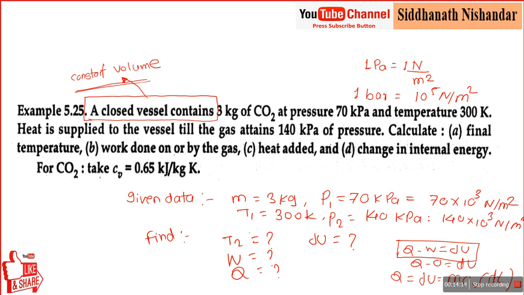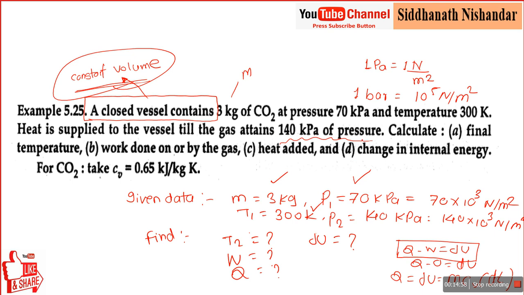This numerical we also discussed while studying the isochoric process. A number of students solved this numerical; I will just repeat it in short and move further. A closed vessel contains, in itself the word closed means constant volume process, 3 kg, the mass is given. Pressure is given as 70 kilopascal; you have to convert it into Newton per meter square, since 1 pascal is equal to 1 Newton per meter square. Temperature is 300 Kelvin. Heat is supplied to the vessel till it attains 140 kilopascal of pressure.